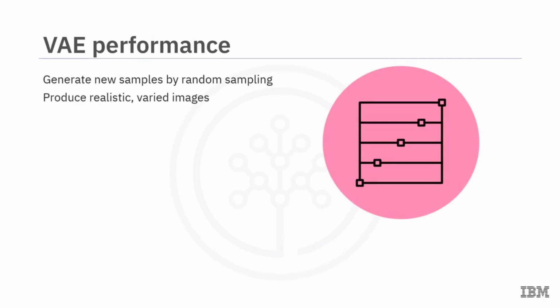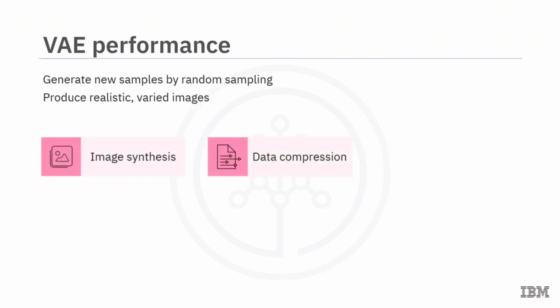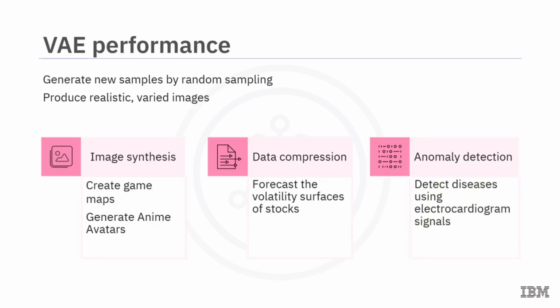Because they can produce realistic and varied images with little training data, VAEs are used in image synthesis, data compression, and anomaly detection tasks. For example, the entertainment industry uses VAEs to create game maps and anime avatars. The finance industry uses VAEs to forecast the volatility surfaces of stocks. The healthcare sector uses VAEs to detect diseases using electrocardiogram signals.